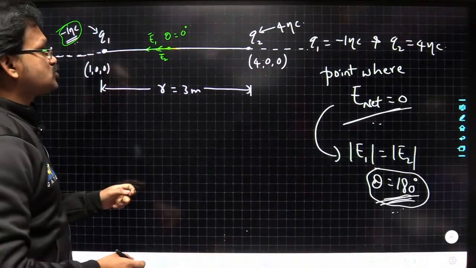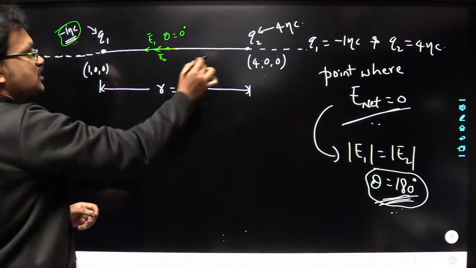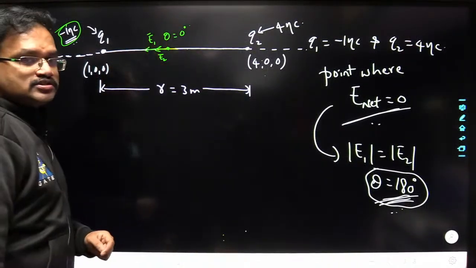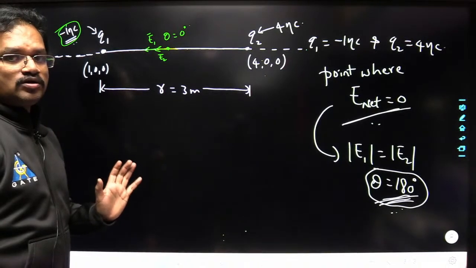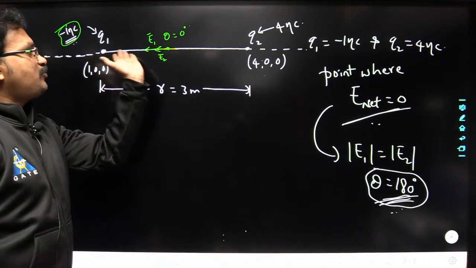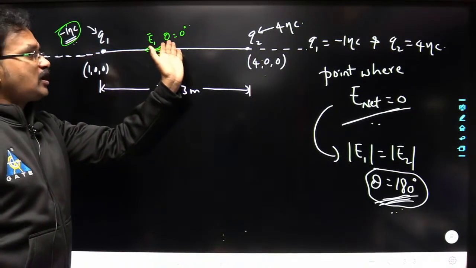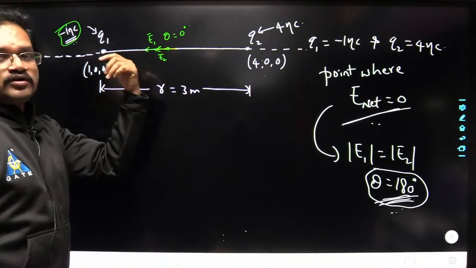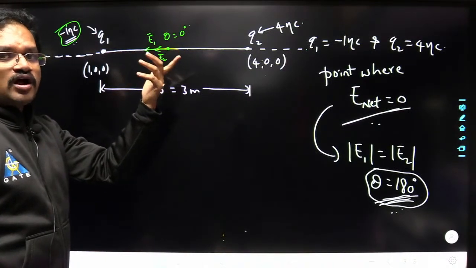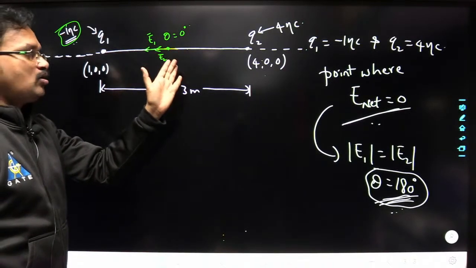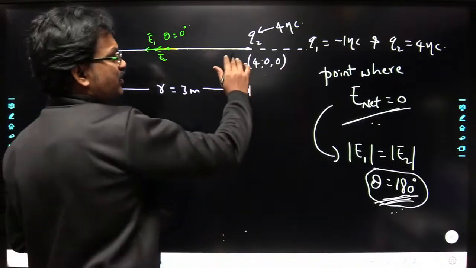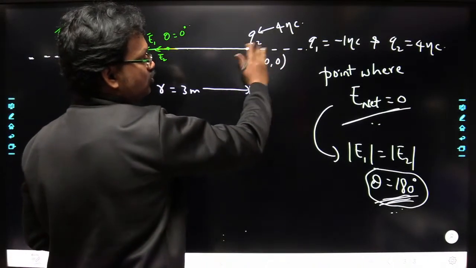So in this region between these two charges, there is no chance for the net electric field to become equal to 0, because for any point between Q1 and Q2, you are getting theta equal to 0 degrees. If theta is equal to 0 degrees, the net field is going to get added up. So the net field is not going to become 0 here, right? Now search for a point to the right of Q2.